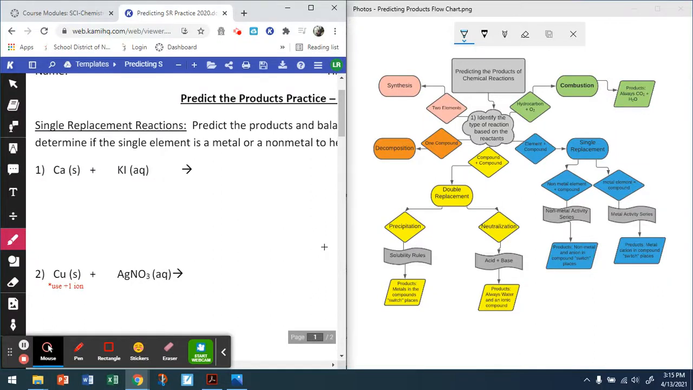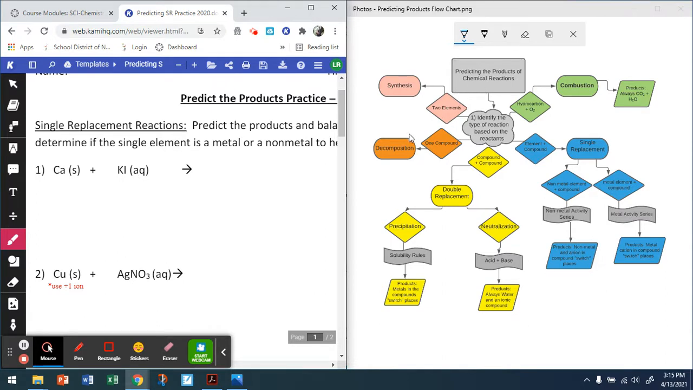Hello, everyone. Welcome back to some more practice on predicting. And this time we're going to be looking at single replacement reactions. Now, how do we know these are single replacement reactions? When we look at our flow chart, I see an element and a compound.